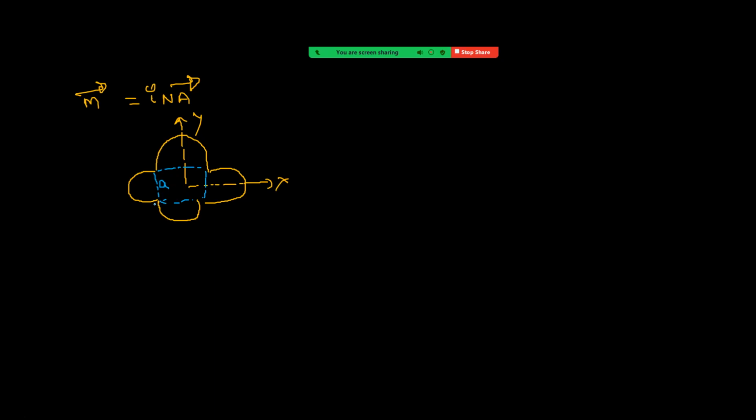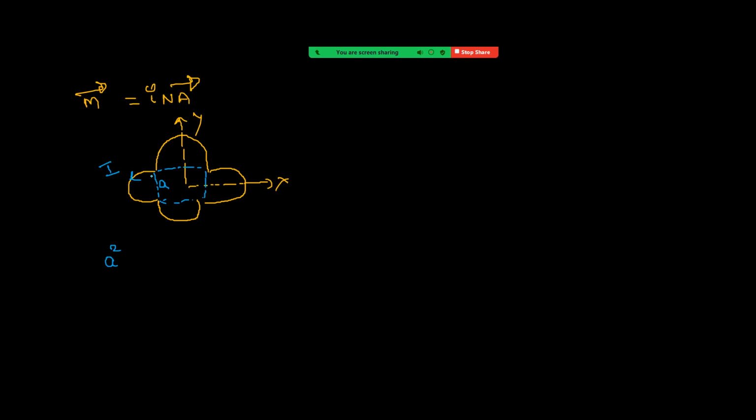Now we have to focus on direction of current, and that is given. We can see here direction of current. It is given anti-clockwise, current is I. So M bar. First focus here, what is area? So coming to area, for this part, it is a square. So area is A square.